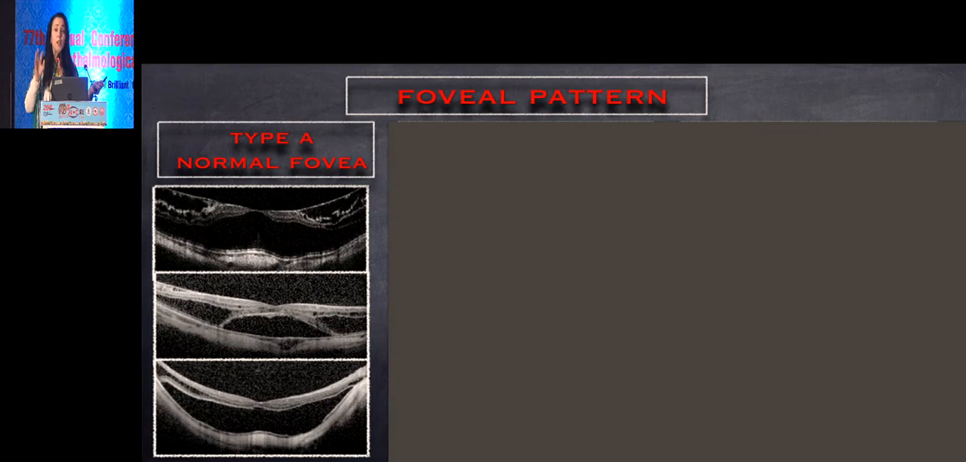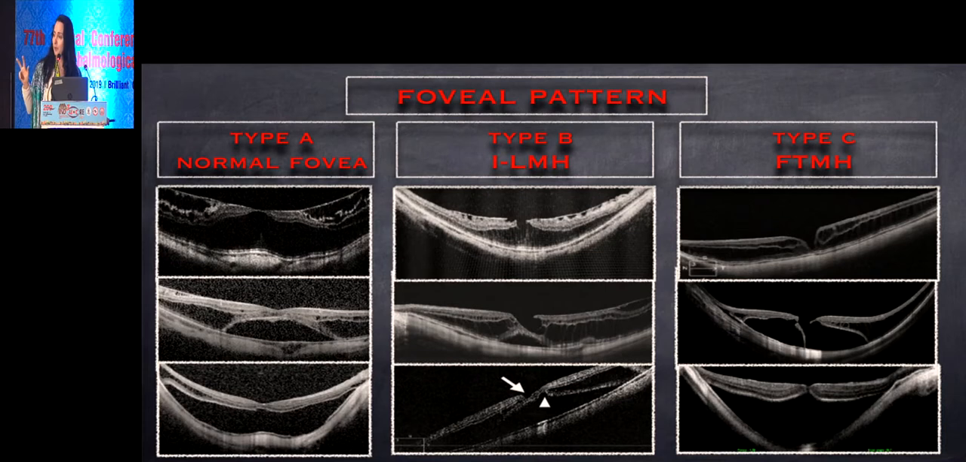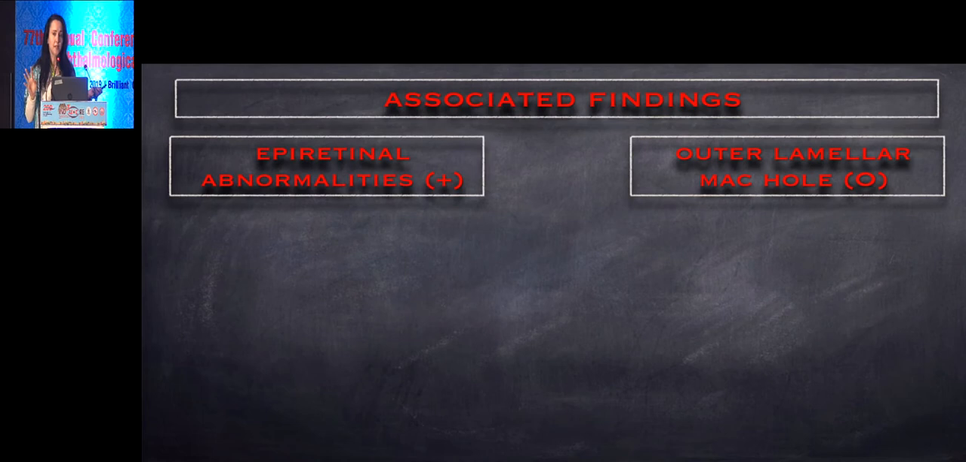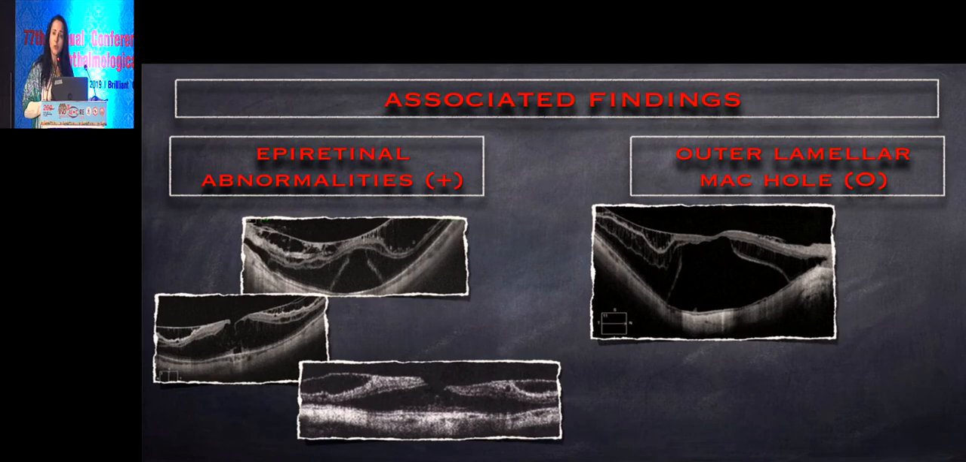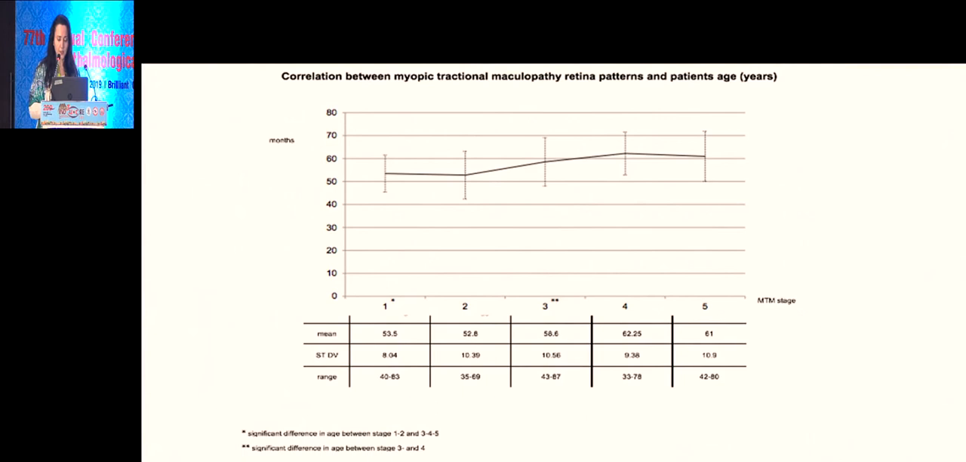For each type, we might have different patterns in the fovea, three patterns. A normal fovea that I call type A, a lamellar macular hole, type B, and a full thickness macular hole, type C. Associated findings could be epiretinal abnormalities or an outer lamellar hole. What is an outer lamellar hole? It is a splitting in the photoreceptors layer. So the average age is increasing with the different stages. And clinically, the difference is clinically significant from stage one to stage five.